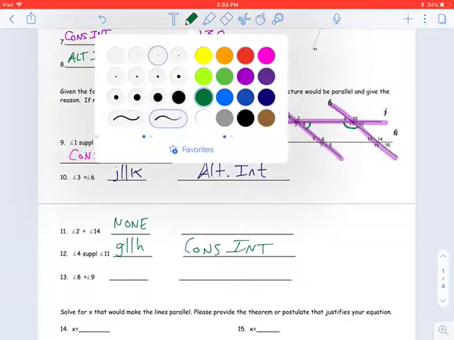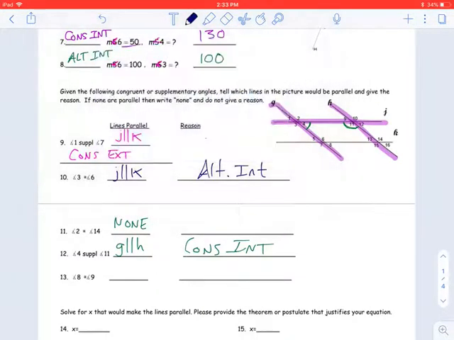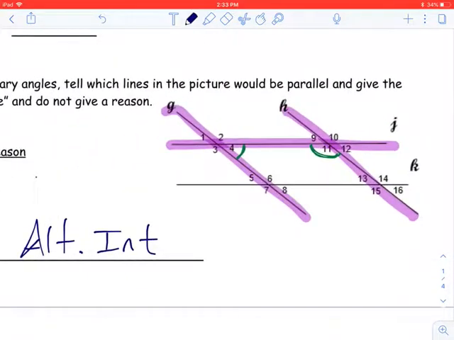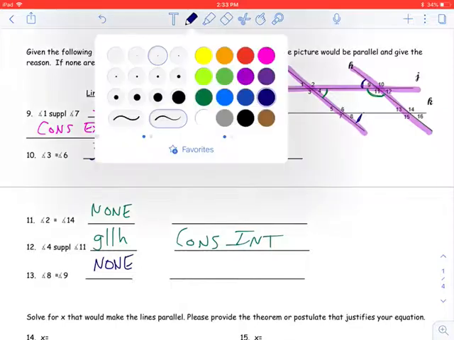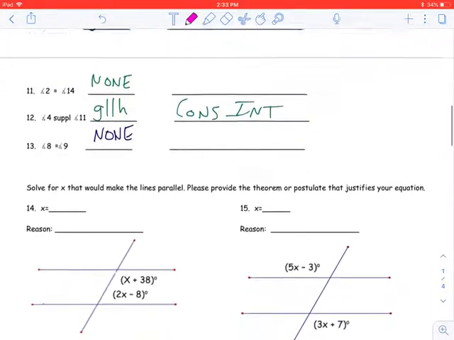Okay, and then the last one, we have 8 and 9. So look at 8 here, 9 here. It kind of looks like alternate interior, kind of looks like alternate exterior, but it's neither, because look, they do not share a transversal once again, so that would also be none. All right, so on to the next section.